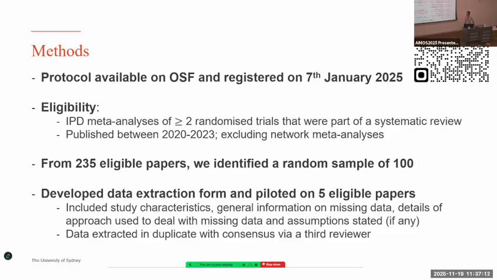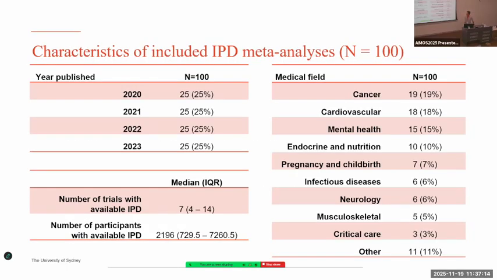And these are some of the characteristics of the 100 papers in our sample. We stratified the random sampling so that we collected 25 papers from each year from 2020 to 2023. On average, the number of trials with available IPD was 7, and the number of participants with available IPD was just over 2,000. Cancer was the most prominent medical field in our sample, followed by cardiovascular, mental health, endocrine and nutrition, and pregnancy and childbirth papers.